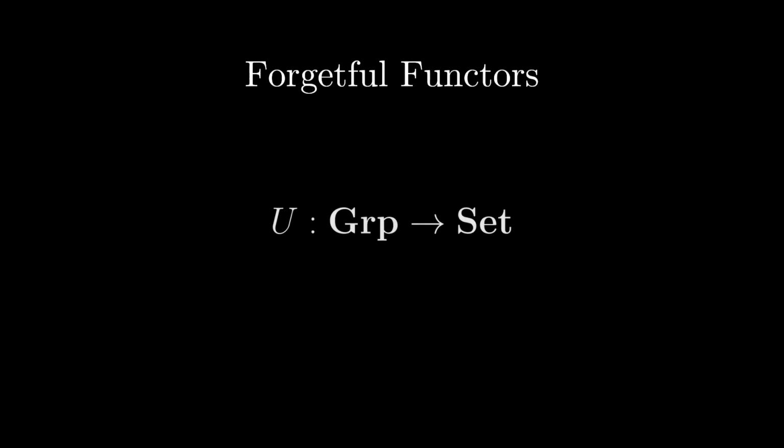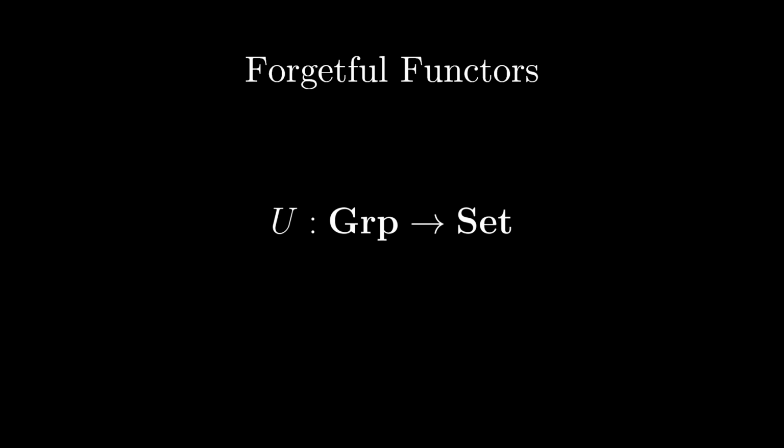A forgetful functor does nothing to the objects and morphisms in the category, apart from forgetting some additional structure that mattered in the original category. For instance, we have the forgetful functor from Grp to Set. Every object in Grp is a group, that is, a set G with some extra structure in the form of a binary operation and a set of axioms.